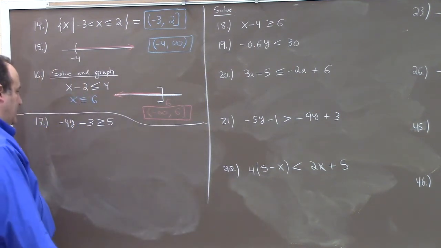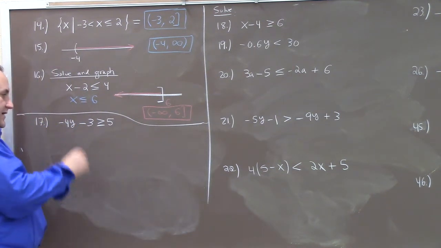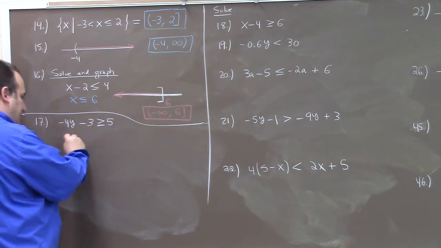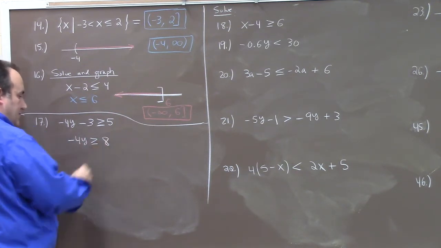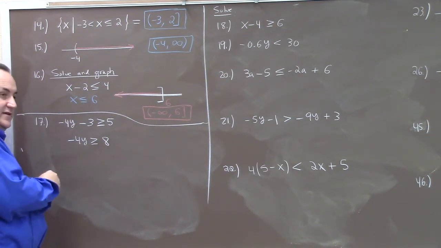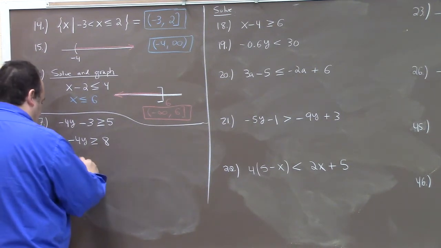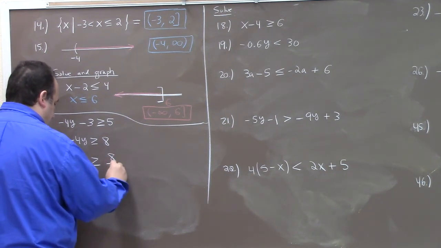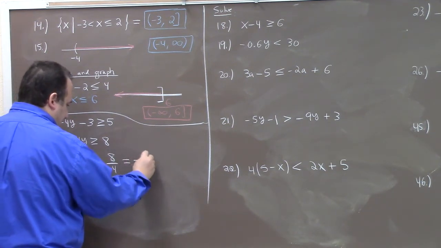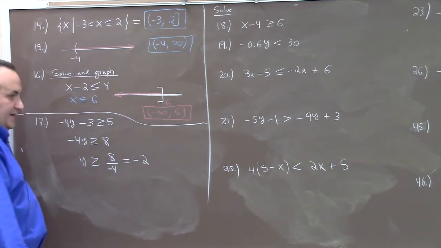How about this one? What do we got to do? We add 3 to both sides, right? That gives us -4y greater than or equal to 8. Divide by -4, right? Which gives me y is greater than or equal to 8 over minus 4, which is equal to minus 2. And that is wrong.